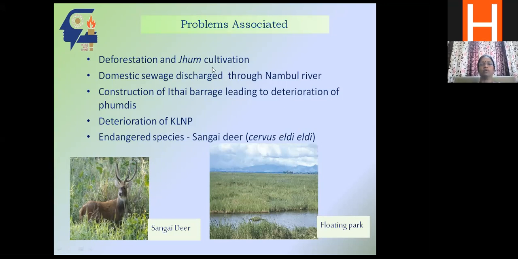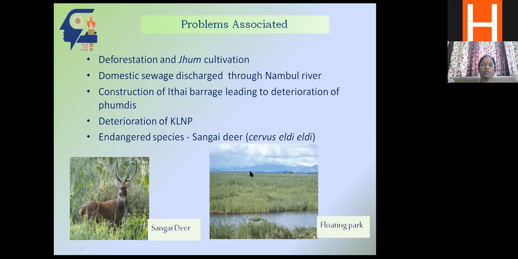That was one problem. The next one was that domestic sewage was entering this lake through a river, the Nambul River, in the north of the lake. And we had a barrage constructed, which was leading to the deterioration of the floating mass.